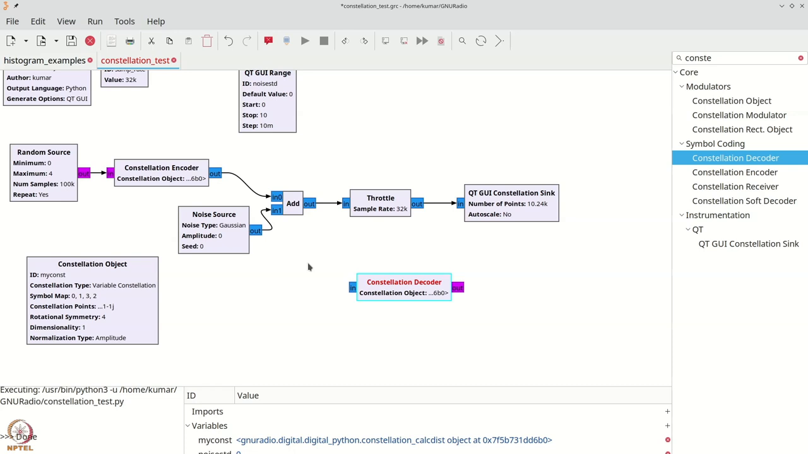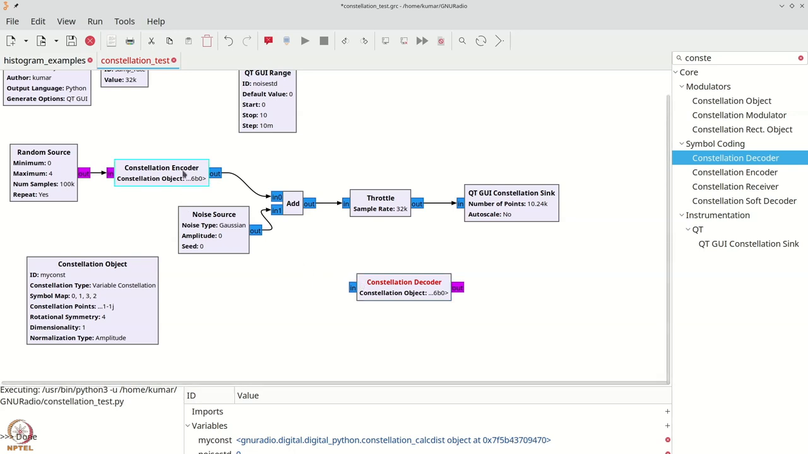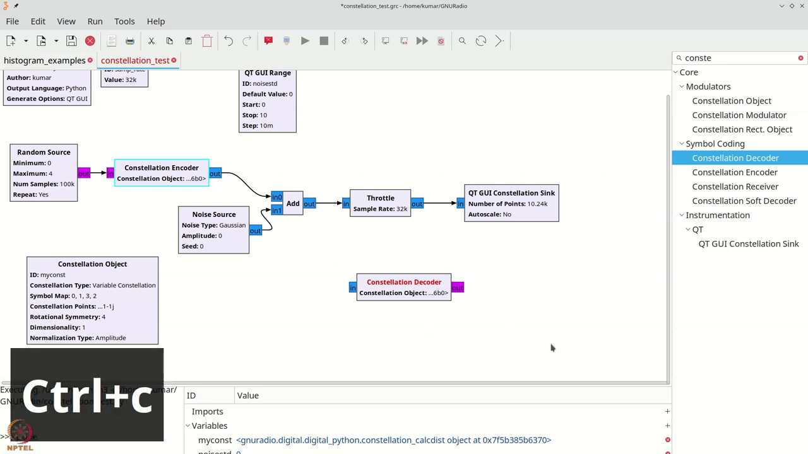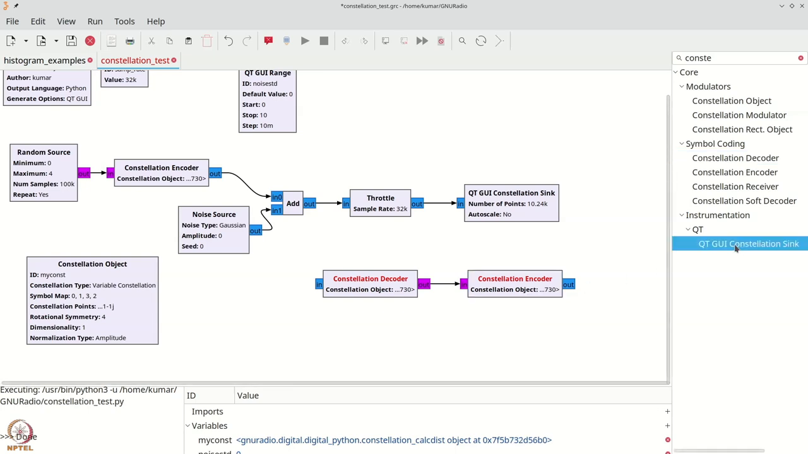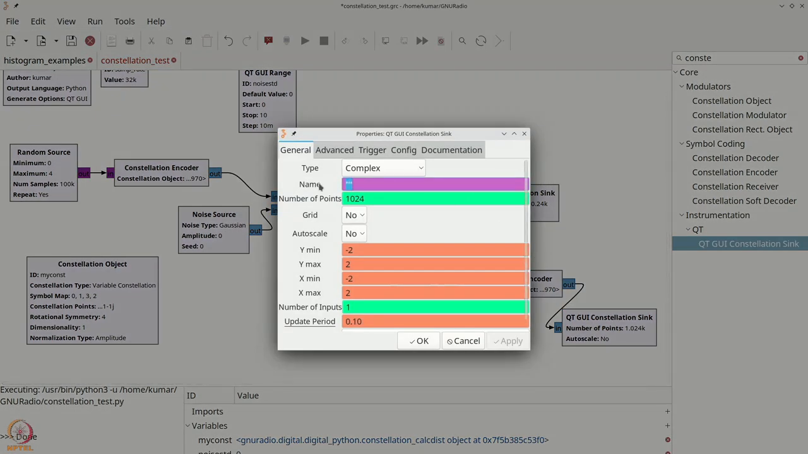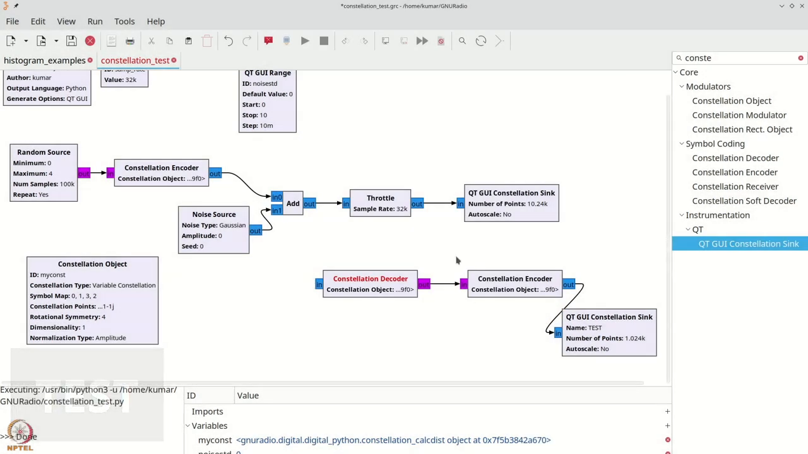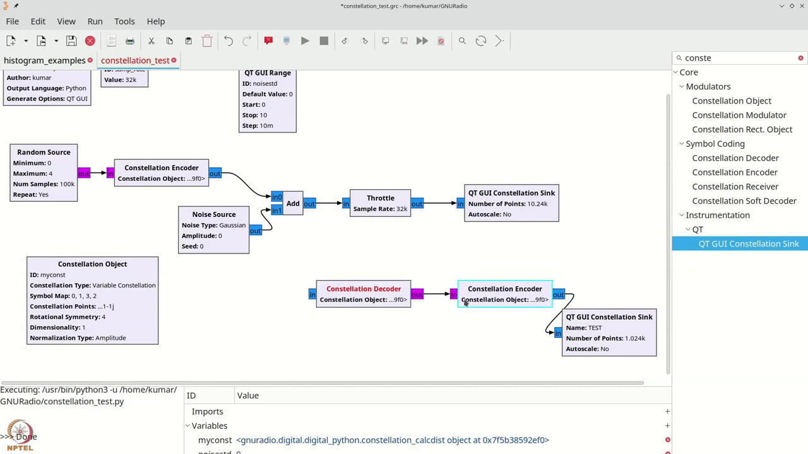Let's check. So I am now going to add a constellation encoder also after this. So Control C or Command C, Control V or Command V, add a constellation encoder, and then I'm going to add a constellation sink. I'm just going to grab this from over here. Now I'm going to also title this as test so that we know that this is not this particular constellation. And now I need to construct a received symbol.